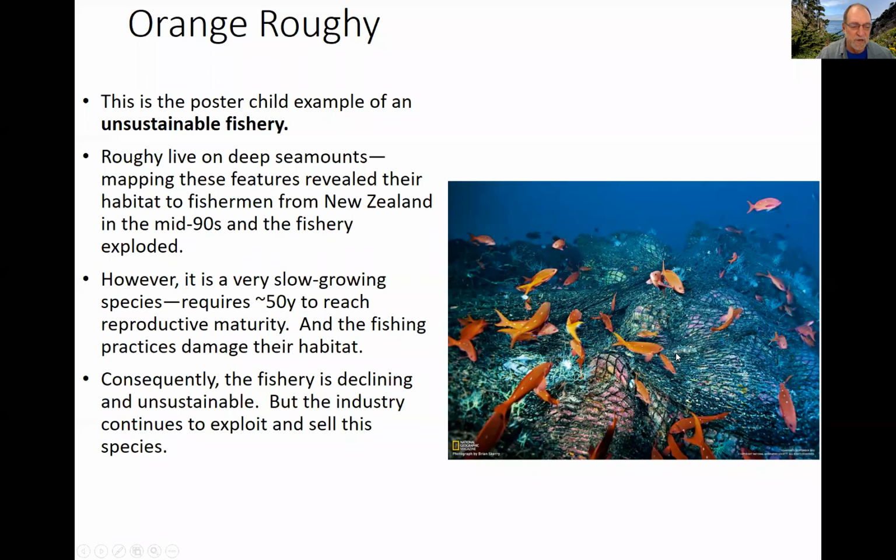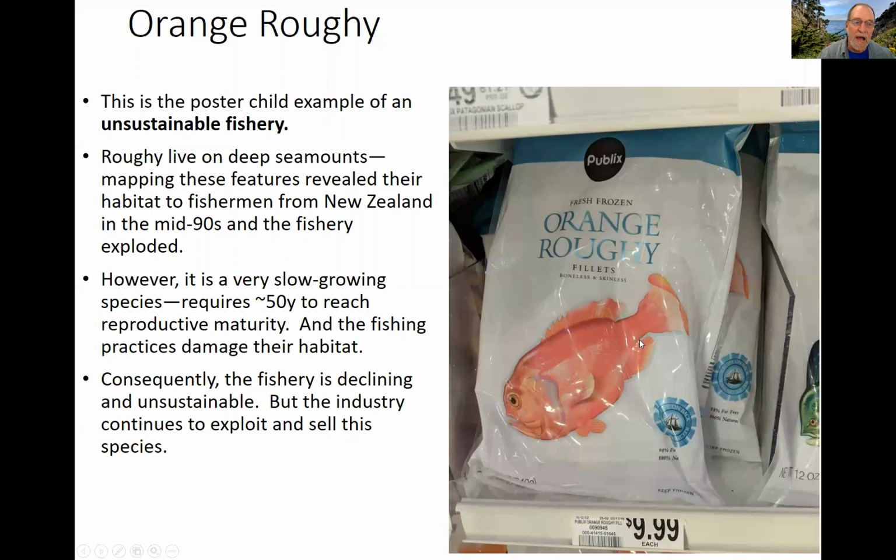However, you can still buy orange roughy. This is a picture I took 2 years ago, but I looked the other day and I saw orange roughy back in the store at Publix. And this is a particularly disturbing picture because here it says, 100% natural recipe on back. And there's this little seal here. And this sort of implies that somehow this is a sustainable fish catch.